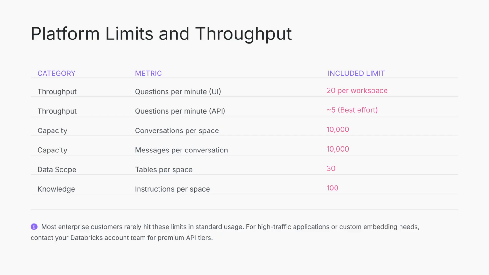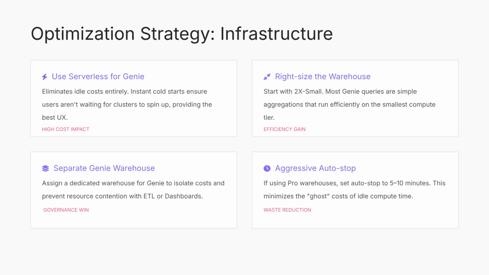Genie comes with some generous built-in limits at no extra charge. 20 questions per minute in the UI, across the whole workspace. Approximately 5 questions per minute via API, best effort on free tier. 10,000 conversations per space, 10,000 messages per conversation, 30 tables, and 100 instructions per space. Most teams never hit these. If you're building a high-traffic internal app and need way more throughput, just reach out to your Databricks account team for premium tiers.